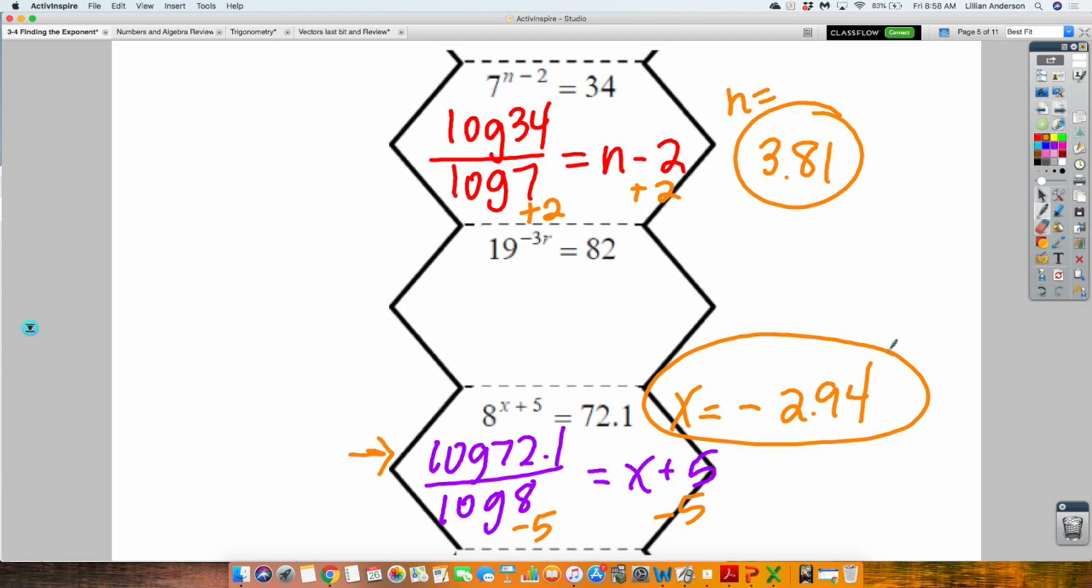Now the one in the middle, it's different, but we're still going to set it up the same way. Log 82 divided by log 19. And that's going to equal negative 3r. So the log of our answer divided by the log of our base. So when we type it into our calculator, it's 82 log divided by 19 log, enter, or equals. And then the final step, we will have to divide that answer by negative 3.